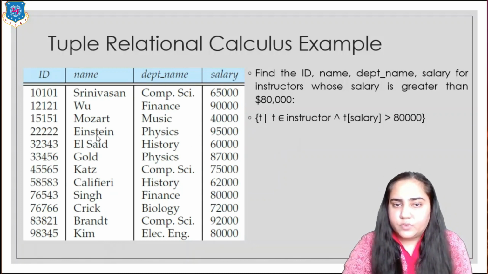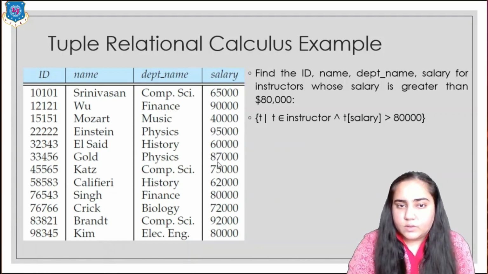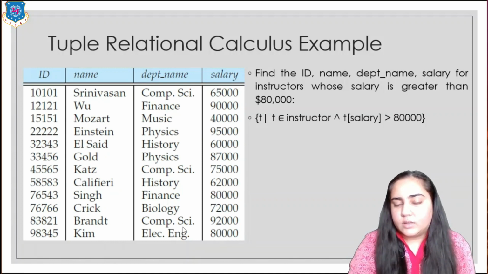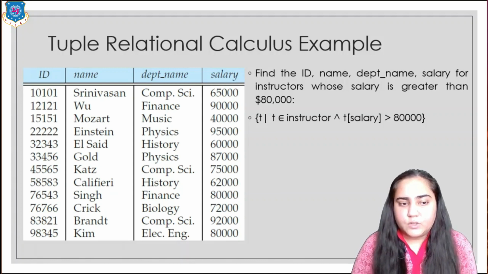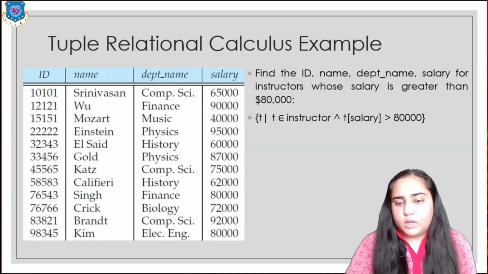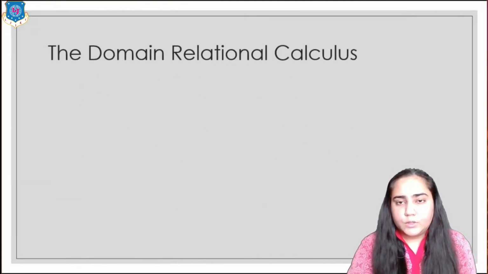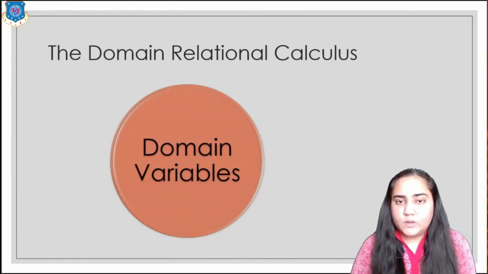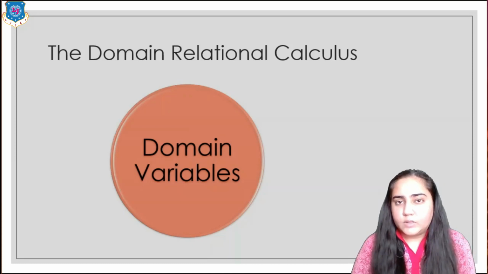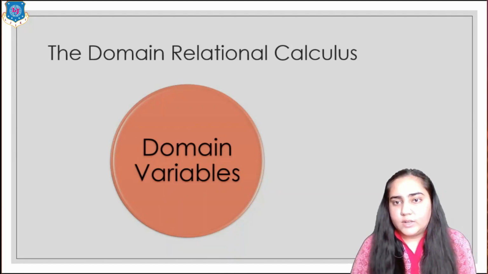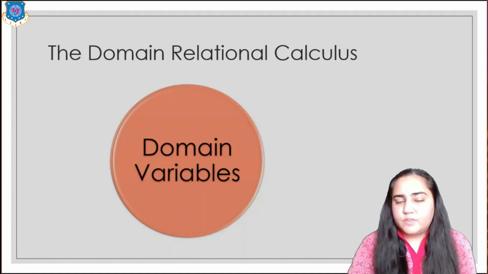And similarly, this row with Einstein is produced in the result. The row with Gold and Physics is produced in the result. And the row with Brandt and Computer Science is produced in the result. So this is a very simple example of a tuple relational calculus query. Now let's proceed to domain relational calculus. Domain relational calculus works with domain variables. So in tuple relational calculus, we were working with rows and using rows as variables. In domain relational calculus, we will be working with columns and using column names as variables. But it is very much like tuple relational calculus, and it is non-procedural as well.